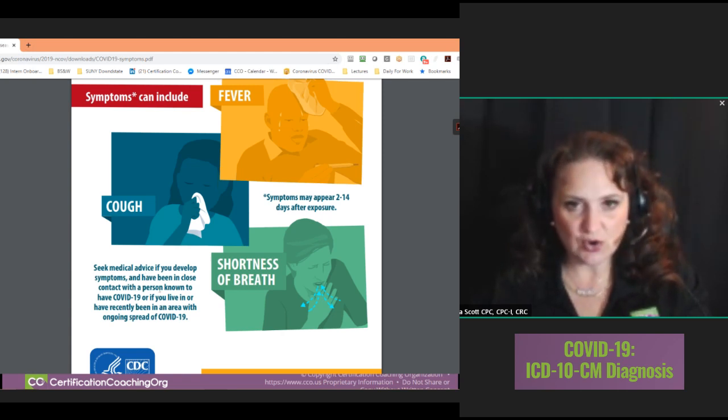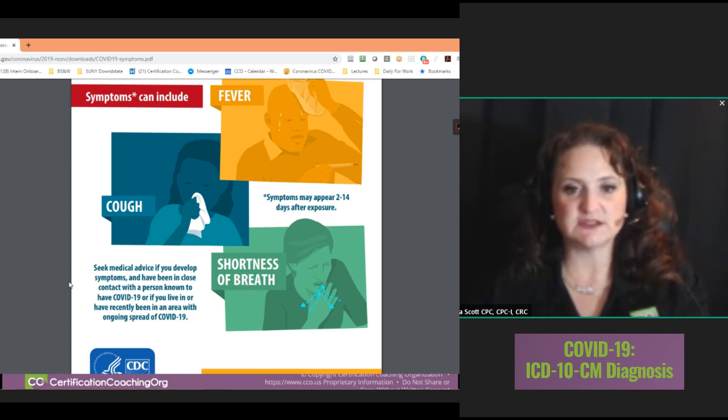Then they go on to tell you, seek medical advice. That doesn't mean you have to go to the doctor. You call first. Telehealth, they're wanting to limit exposure. This applies if you develop the symptoms and have been in close contact with a person known to have COVID-19, or if you have recently been in an area with ongoing spread of COVID-19.